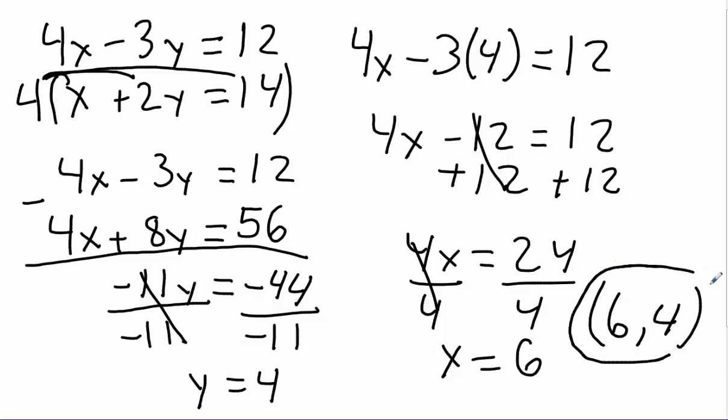And again, if you don't trust me, which, hey, I make mistakes, take the 6, substitute in for x, take the 4, substitute in for y, and you will get 12 as your answer. Or if you do the other equation, you'll get 14. But it doesn't really matter. Your answer is 6 comma 4.